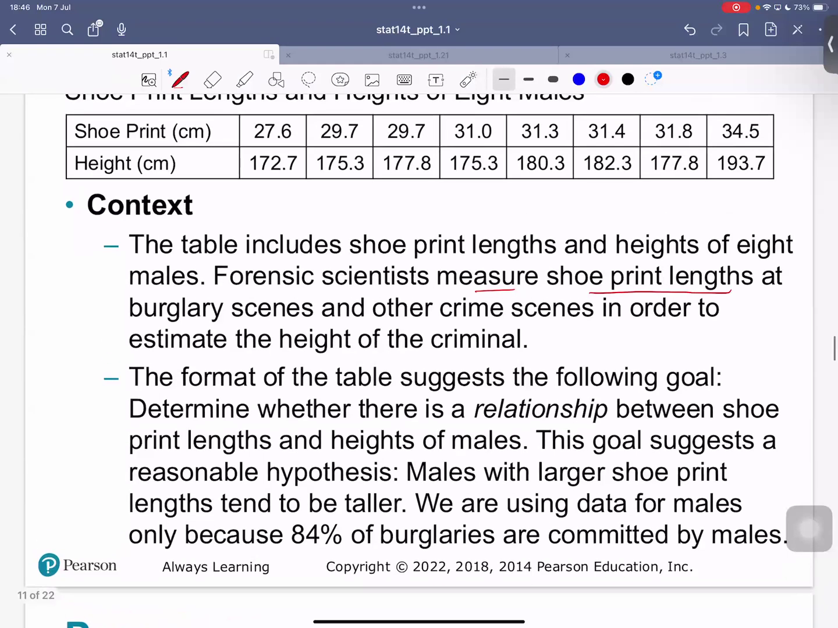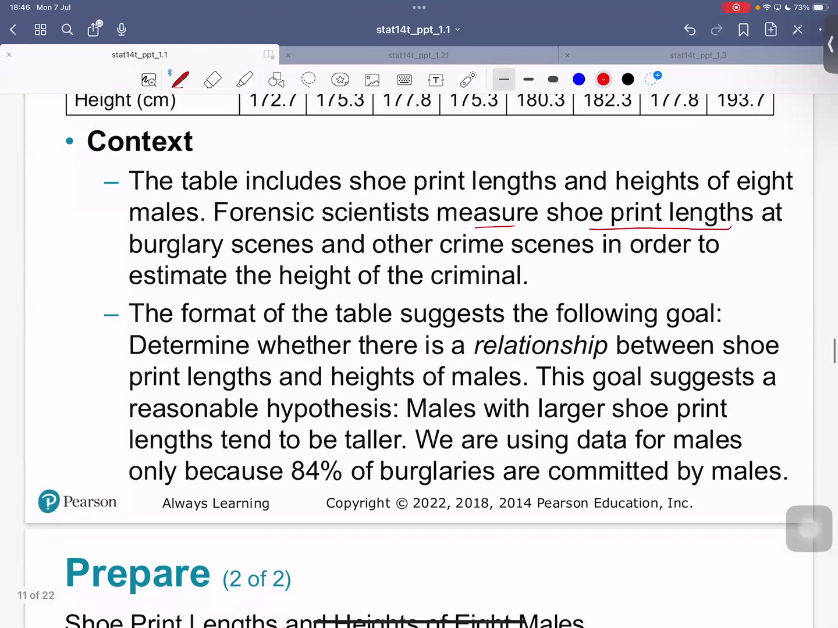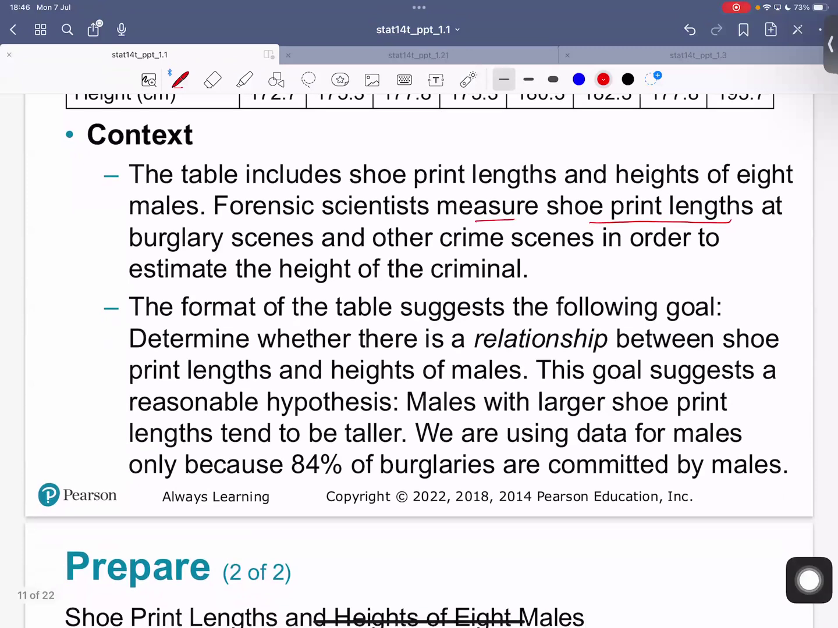Let's see. In this case, the format of the table suggests the following goal. Determine whether there is a relationship between shoe print length and height of males. It's a very useful application for police, right? This goal suggests a reasonable hypothesis. Males with larger shoe print length tend to be taller. We are using data for males only because 84% of burglaries are committed by males.